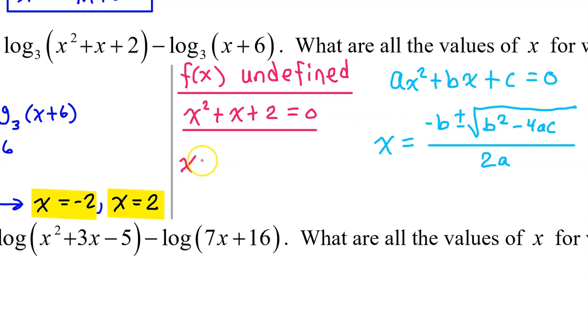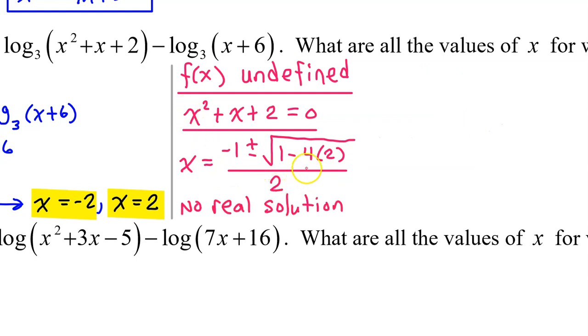So x will equal opposite of b, and b is 1, so x will equal negative 1 plus or minus the square root of b squared, so 1 squared is 1, minus 4ac, that's 4 times 1, which I don't need to write, times c, which is 2, all over 2a. So that's 2 times 1, which is 2. I can stop right here because I can tell that this equation will have no real solution.